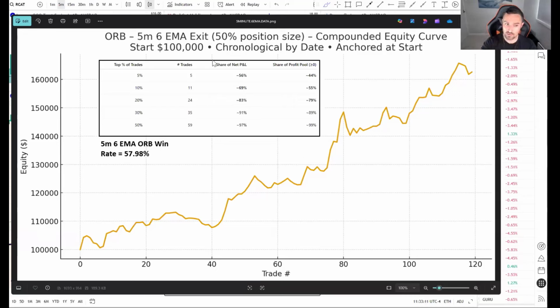These are actually trades that I've taken, from when I started doing this for this data, the 21st of July this year. My win rate using this 5-minute 6 EMA ORB is 57%. I would say that's pretty high in terms of 5-minute ORBs.